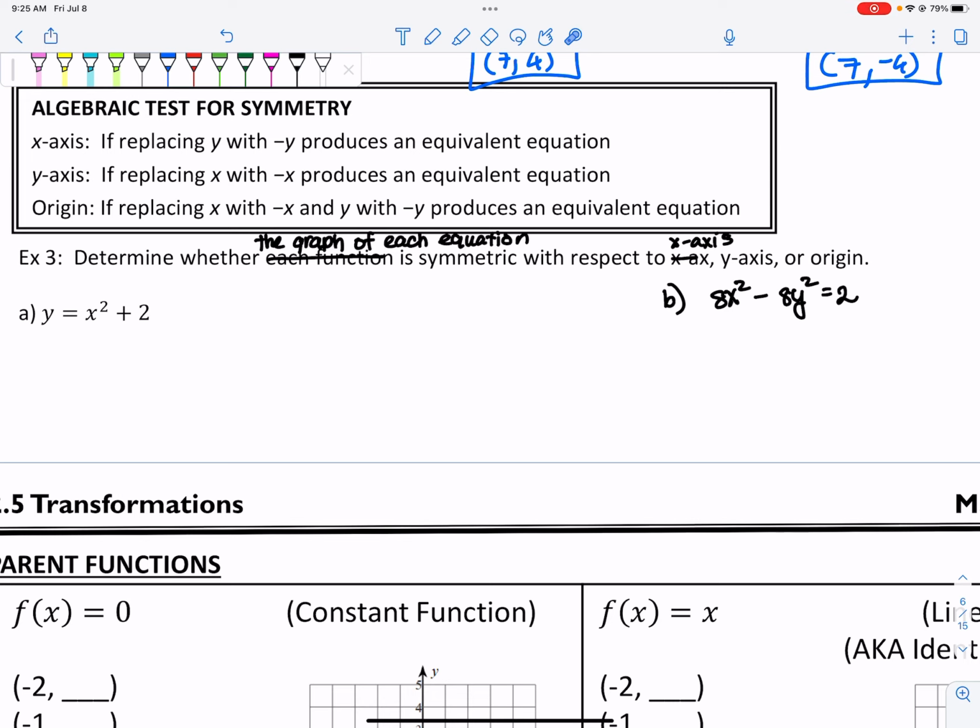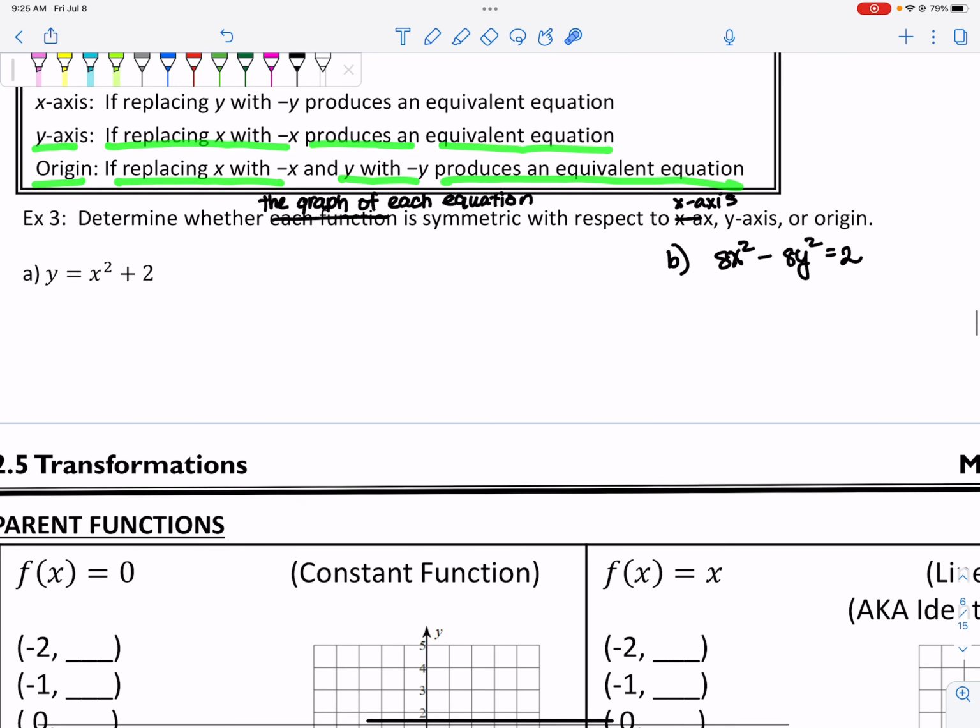To test for symmetry about the y-axis, we replace the x with a negative x and see if it produces an equivalent equation. For the origin, we replace the x with a negative x and the y with a negative y, and see if it produces an equivalent equation.